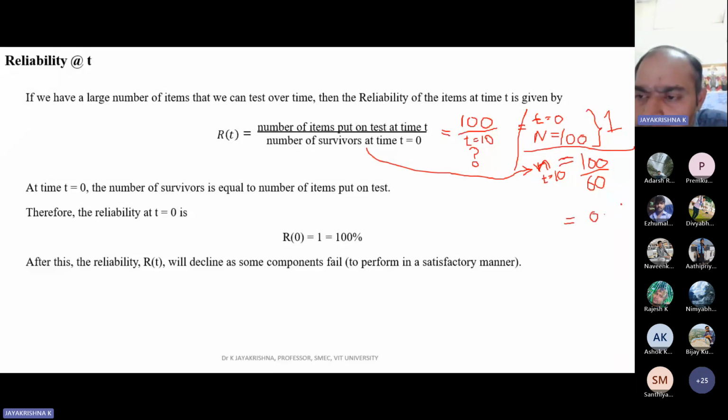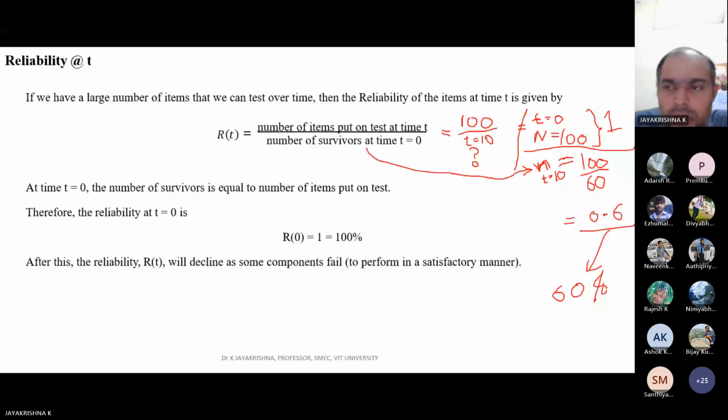So now, this is very important. 0.6 means what in percentage? 60%. Okay, so my job is done now. So at time t, the number of survivors is equal to what? When time t is equal to 0, the number of survivors is what? 100, sir. 100.